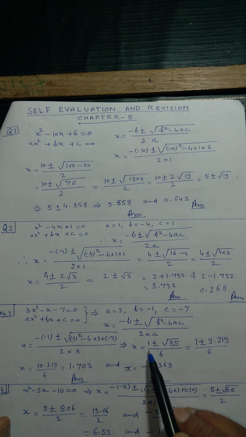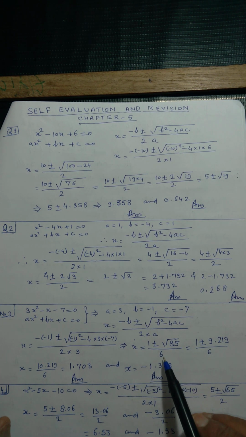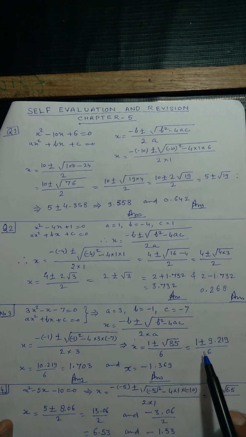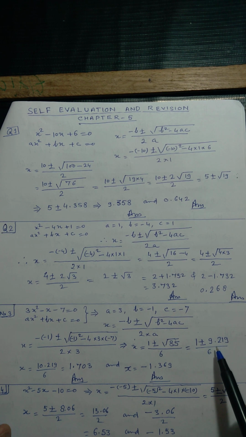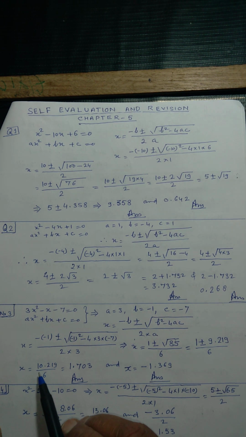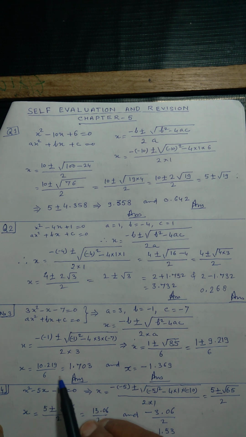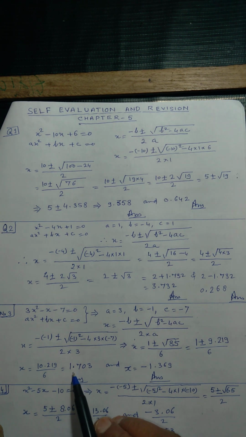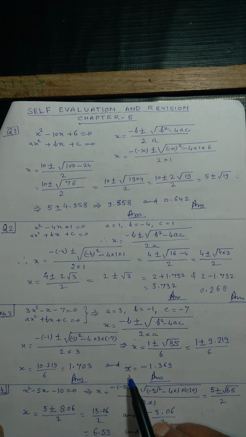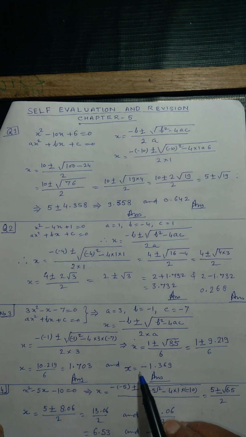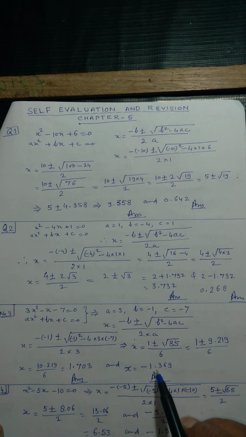We will get x will be equal to 1 plus minus root 85 by 6. So the root of 85 is 9.219, so x is 1 plus minus 9.219 whole divided by 6. Just solve it. We will get one value, that is 10.219 by 6. You solve it, you will get 1.703. In the second case, the value of x will be equal to minus 1.369.